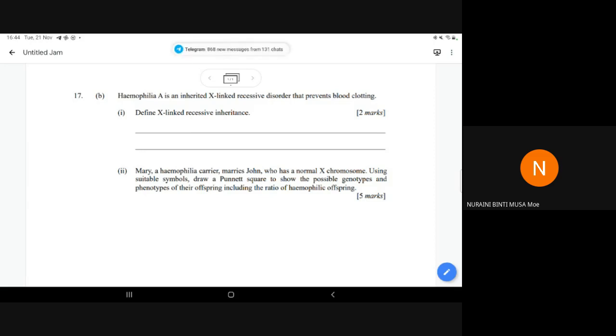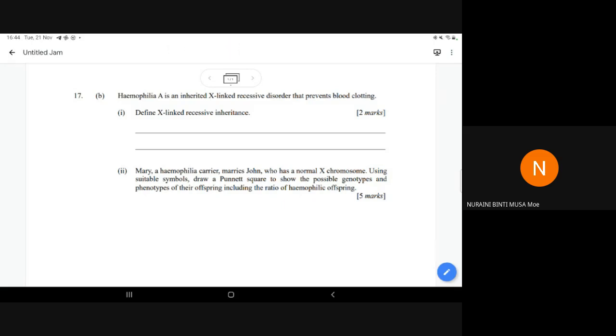Okay. So what is X-linked recessive inheritance? Maksudnya, again, is something you can just find in your notes, but maksud dia ialah genes of the disorder is located on the X chromosome, okay, which cause the phenotype to be expressed in hemizygous male and homozygous female. Apa maksud dia? Maksudnya macam ni, Abang Kakak.